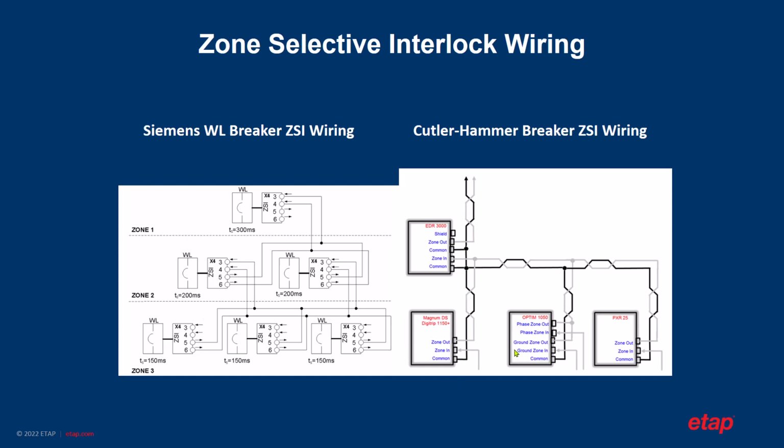One good thing to mention right here is you can have the ZSI wiring through different breaker models. Right here on the Cutler-Hammer one, you see this is a Digitrip 1150 Plus. Here is the Optim 1050, and here is the PXR 25. So as long as you have the proper input and output connected to the upstream, and they are the same manufacturer, they will give you specific instruction on how this breaker can be wired using ZSI.